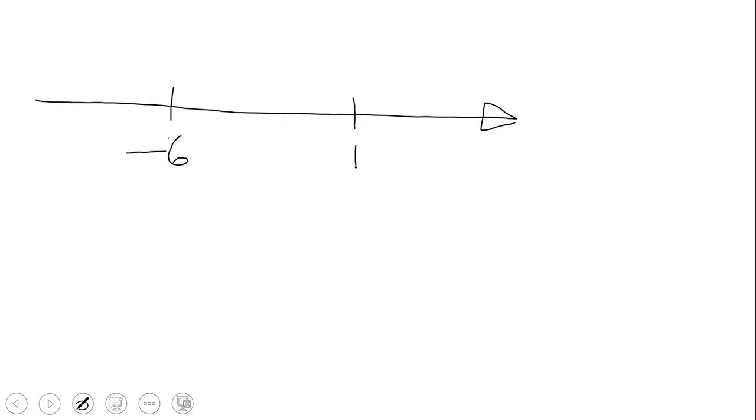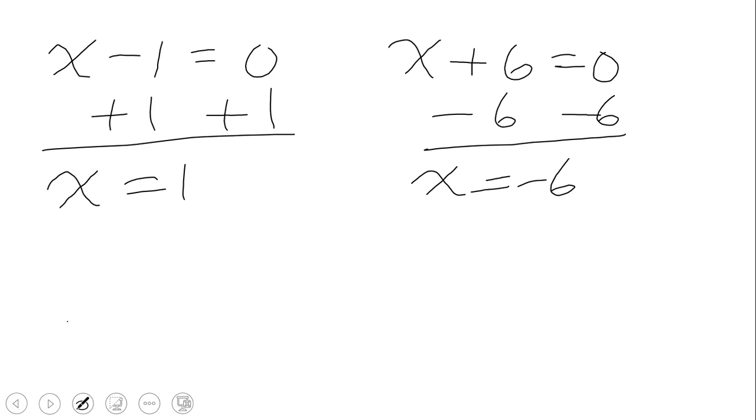And I'll choose over here -10. Over here I'll choose 0. And over here I'll choose 10. Just to make it easy on myself, round numbers. You can choose anything you want to. It doesn't really matter.